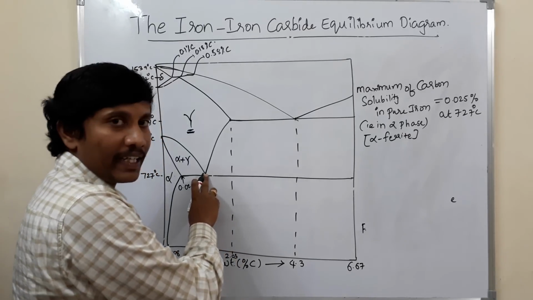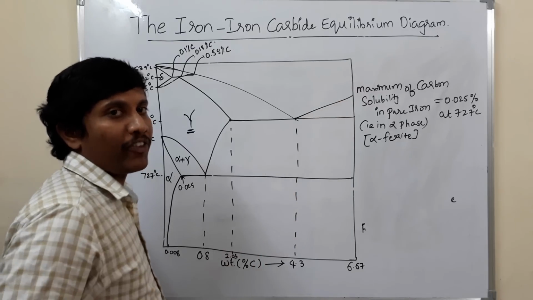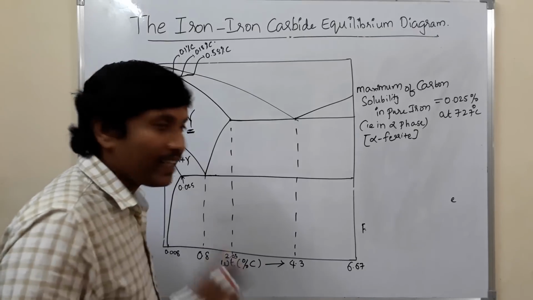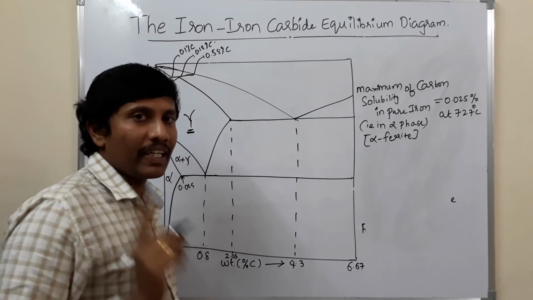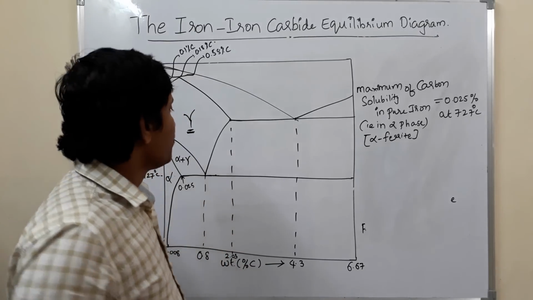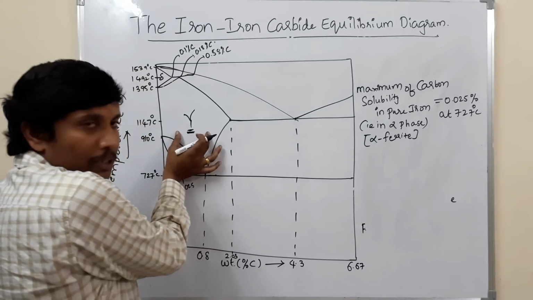From 727 degrees centigrade, upon heating, the alpha phase changes to gamma phase. So the minimum temperature at which gamma solid solution forms is 727 degrees centigrade. That is one of the important questions which is asked many times. You can see this from the picture.